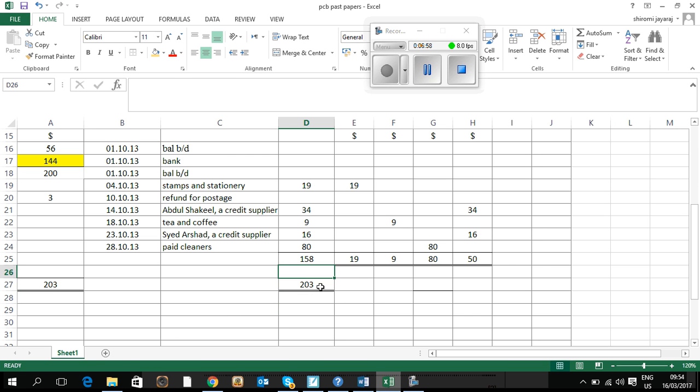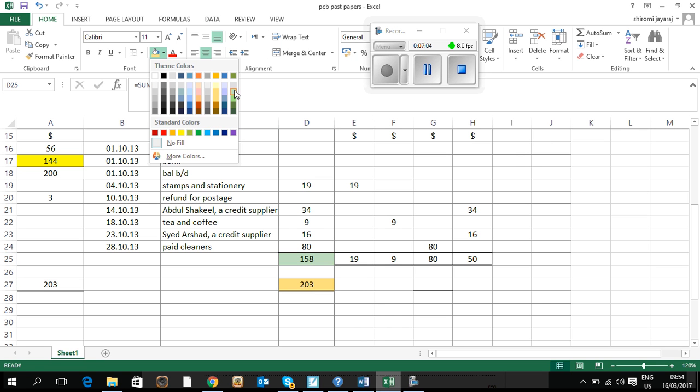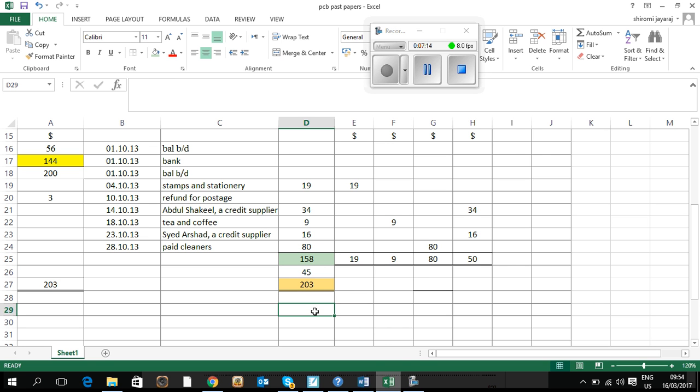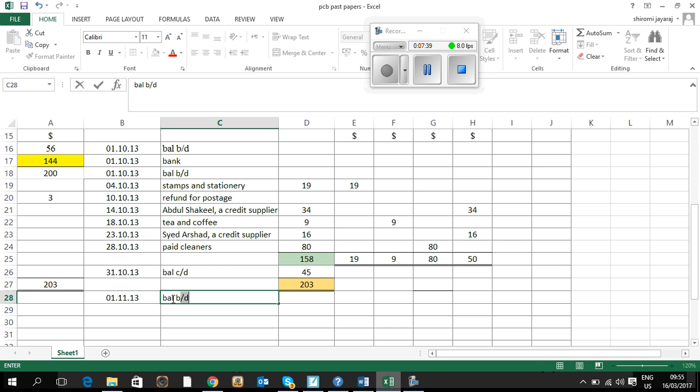And then we find the difference between 203 and 158. So let's see the difference. 203, take away 158, which gives an answer of 45, which is the balance carried down value. 31st 10 2013, and this value will be taken to the next month date, which is 1/11/13, as balance brought down. The same value, which is 45.